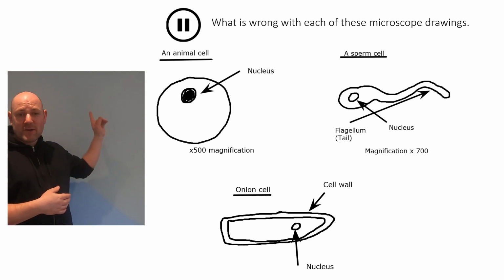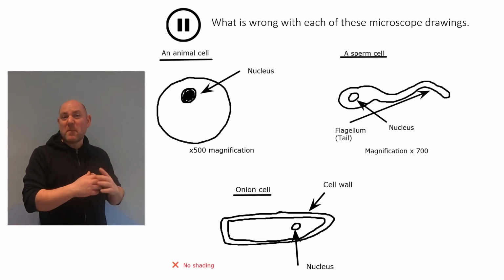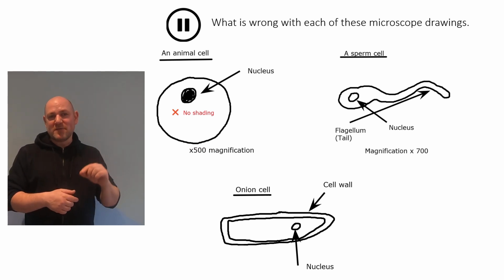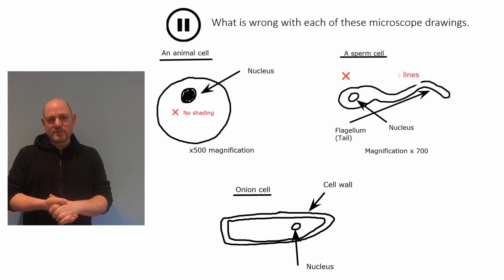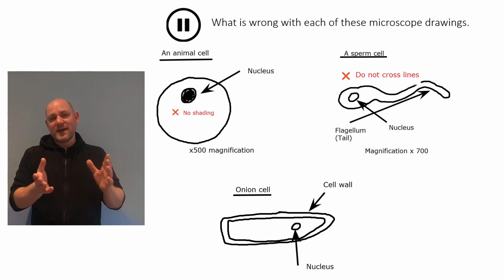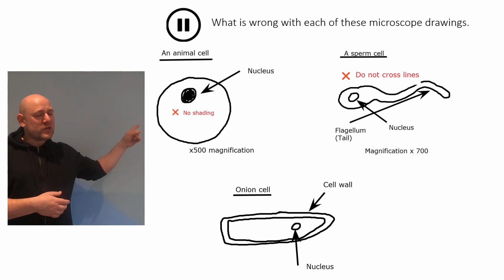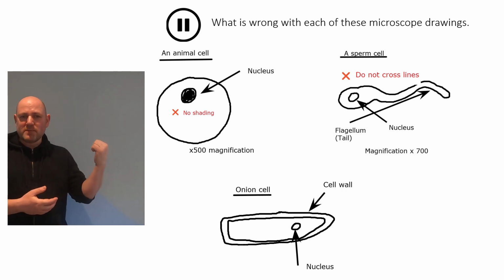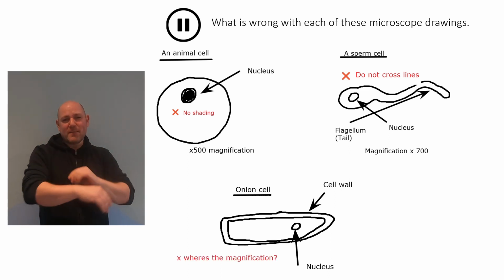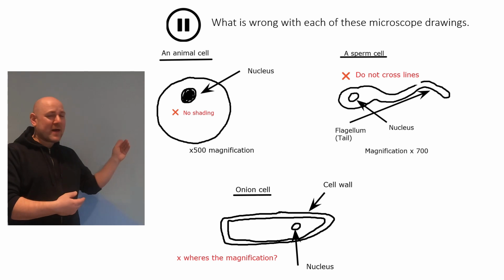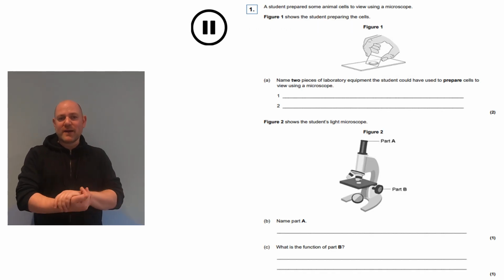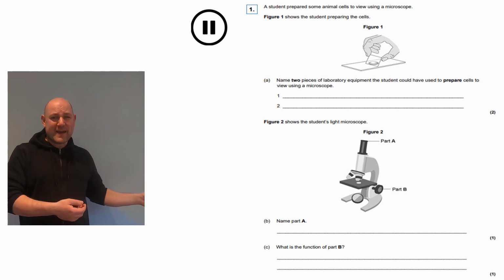Okay, let's have a look at some bad microscope drawings I made and see if you can spot the errors. Pause the video, have a go. Are you ready? Let's go through the errors. Shouldn't have shaded in my nucleus. What about the sperm cell? Crossed the lines when labeling. What about the onion cell? Looks good, no crossed lines, nicely labeled, no colouring, but I forgot the magnification.